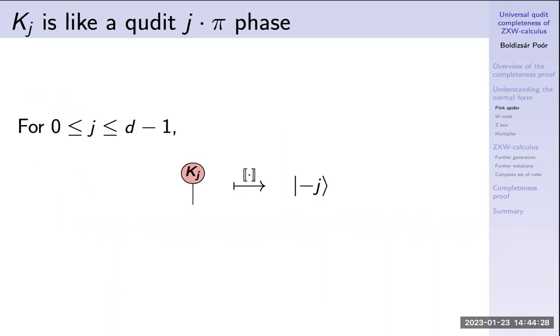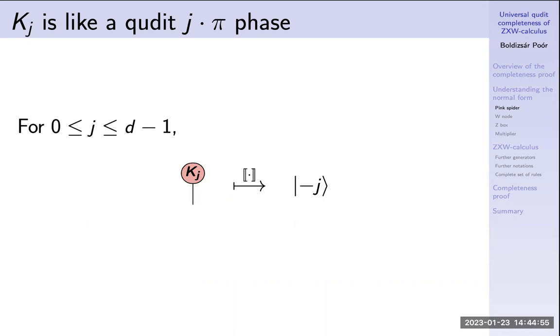Then we saw this kj on top of the normal form. And these in our calculus are like the pi phases. I think that's the easiest way to understand it. So they can copy, just like in the ZX calculus, they can commute through phases. They are interesting and they are usually easier to work with.